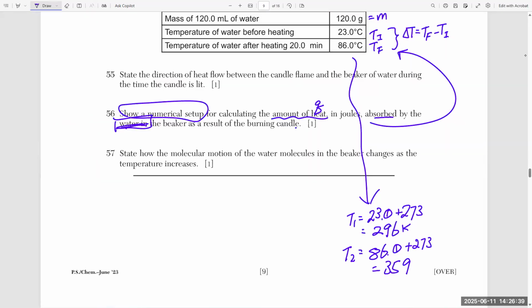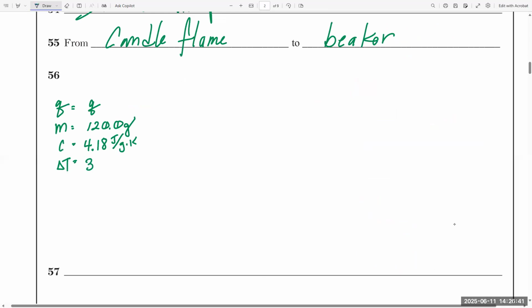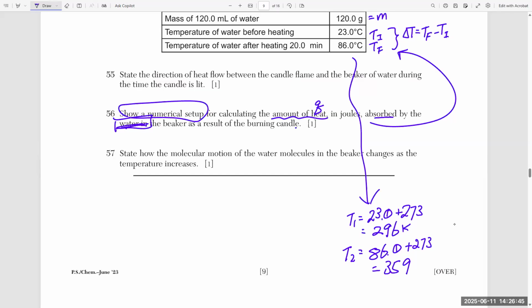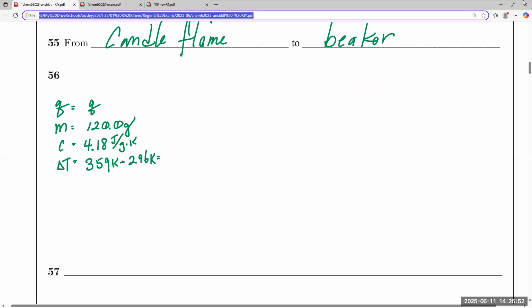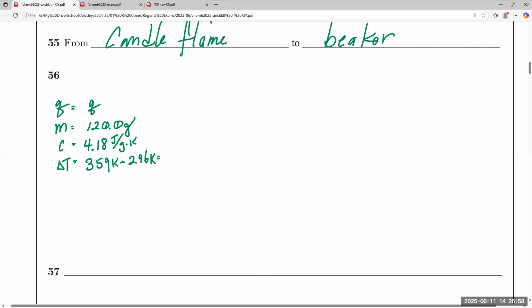So we got T final is 359 minus T initial is 296. Okay, I'm going to solve for that. And that gives me 63 Kelvins. Now we can plug in our values.